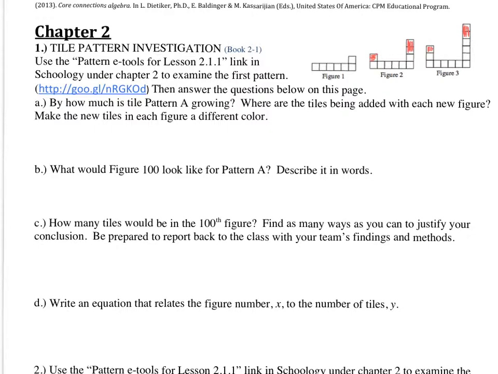So when I look at Part A, by how much is tile pattern A growing? Well, we can see that it is growing by 3 blocks. So 1 in the first column and 2 in the last column. That is happening for Figure 2, and then from Figure 2 to Figure 3, 1 tile is being added to the first column and 2 in the last column.